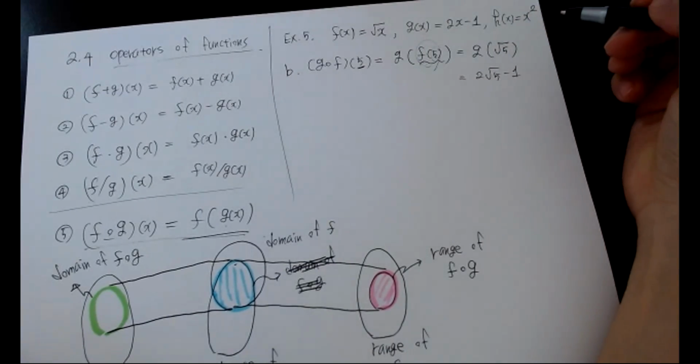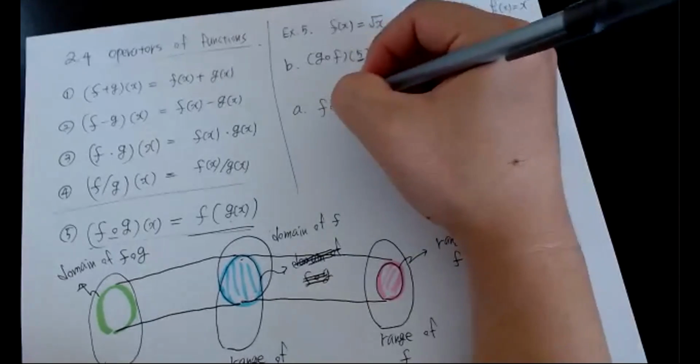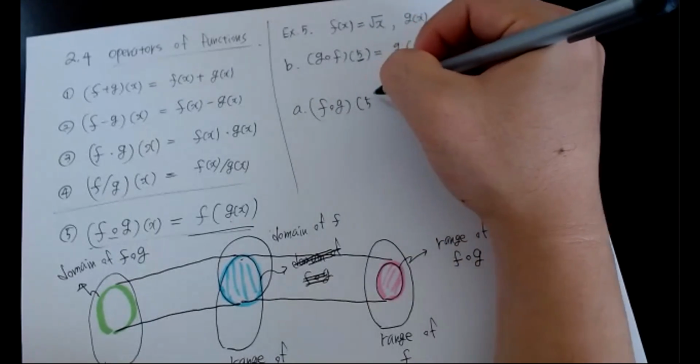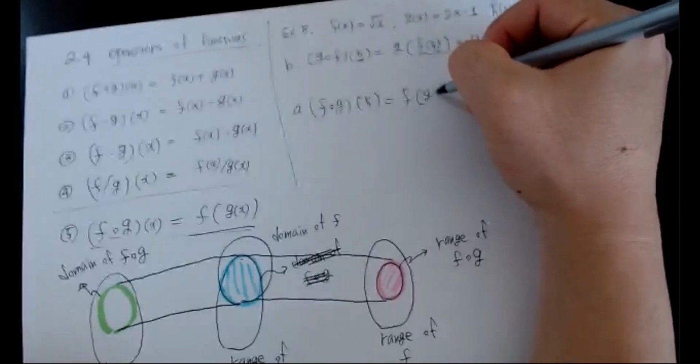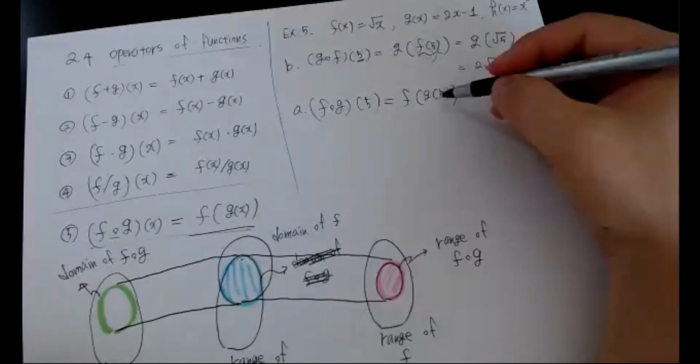Okay, let's do a. I know we did a, but let me do it again. So f after g of 5, this is f of g of 5, right? Okay, so what's g of 5?